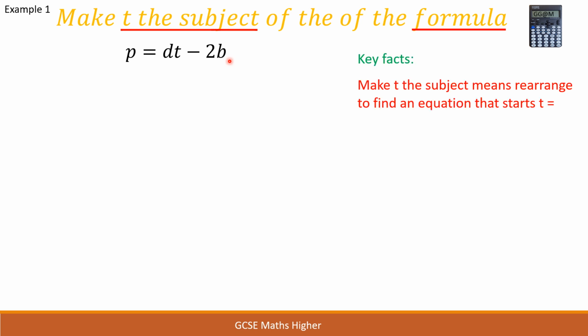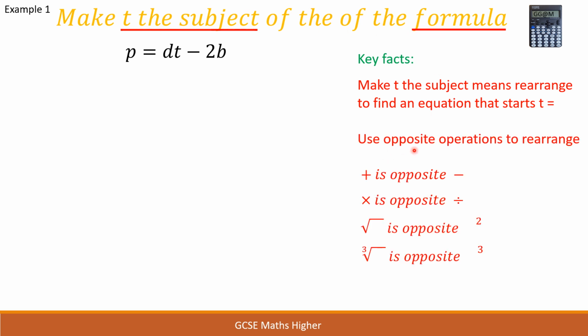Our key facts to answer this question: we're going to make T the subject, which means we're going to rearrange the equation to find an equation that starts T equals. And that's what the question says here, make T the subject of the formula. That's the language they will use in the exam, so you need to be familiar with this language. Again, as you've seen before, the opposite operations are exactly the same as we had last time. We will be using these two operations for this question because there are no squares, cubes, square roots or cube roots.